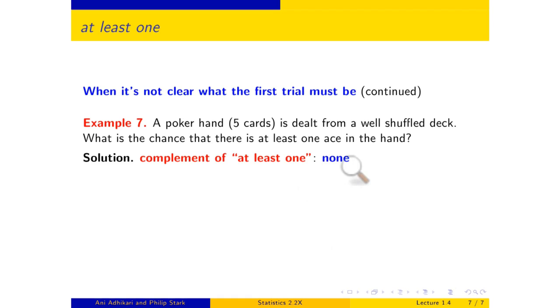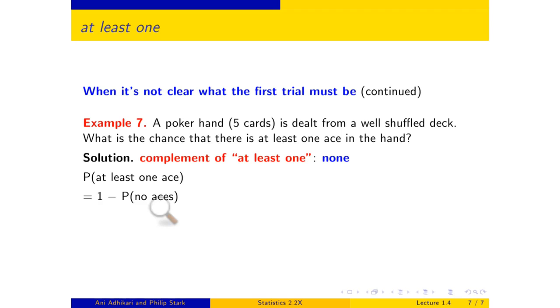None. 0. Now that's a chance we ought to be able to find. That list is very short. No aces. Everything's a non-ace. So what we are going to do is calculate the chance of getting at least 1 ace as 1 minus the chance of the complement. 1 minus the chance of getting no aces at all. So now our job is to find the chance of getting no aces at all. So how do we do that? Well, this is an event to do with 5 trials, and I ask myself, what does the first trial have to be? Well, it has to be not an ace.